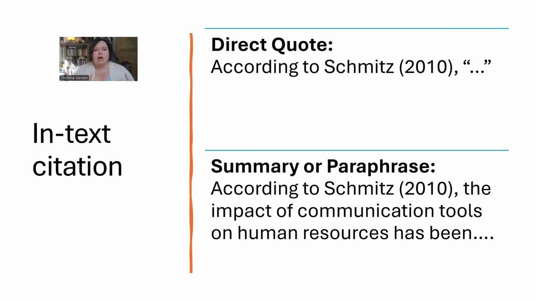So you would say, according to, I'm going to say the author here is Smith's, and then the published year is 2010. Then you would put the direct quote. So that's one way to do an in-text citation.